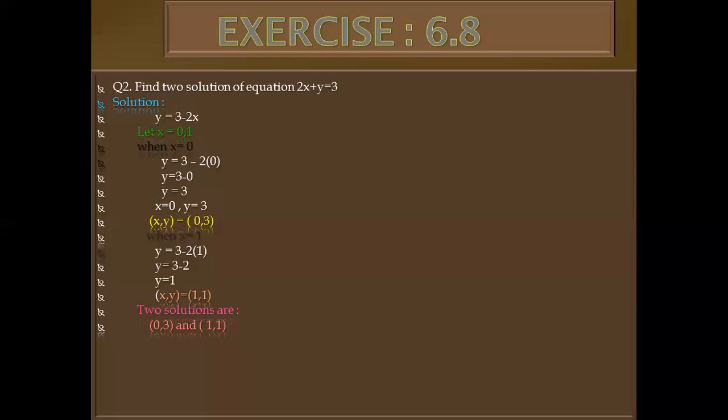We have the solution in the form of ordered pairs. Ordered pair means in the parentheses we write x and y. X is always the first number and y is always the second number. We suppose that x is equal to 0, so instead of x, I write there 0. And instead of y, I put the value of y, which is 3. This is the first solution, 0 and 3.